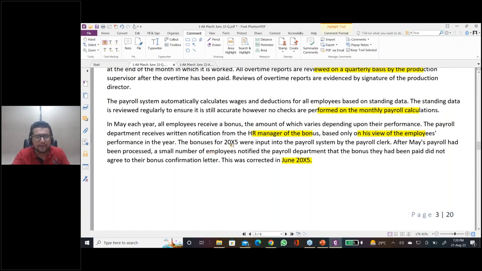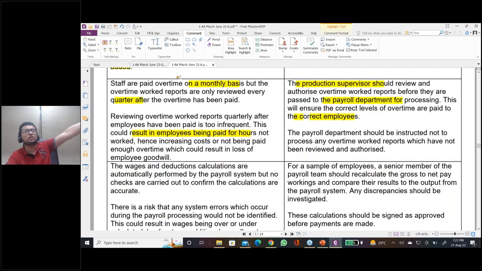And the final one is the bonuses for 20x5 were input into the payroll system by the clerk. No problem with that. After May's payroll had been processed, a small number of employees notified the payroll department that the bonus they had been paid did not agree to the bonus confirmation letter. So there is a mistake. The payroll clerk is entering the data, but nobody is reviewing his work. As a result, there are mistakes. Again, that could lead to extra bonus to certain employees. If I have received an extra bonus, I will not complain. And if I have received a lower bonus amount, yes, I will complain.